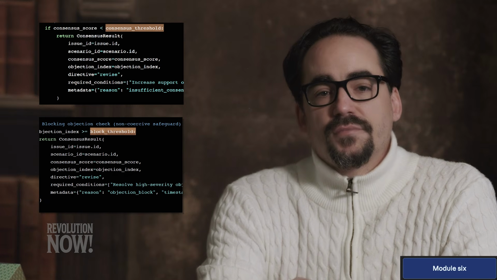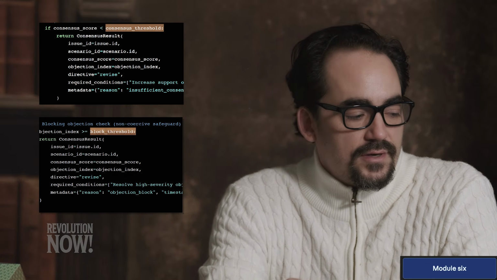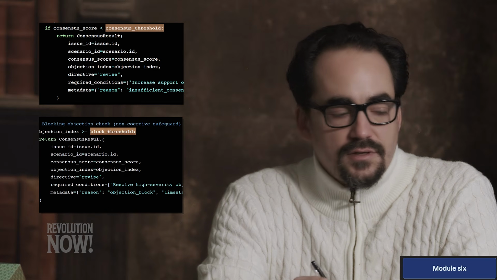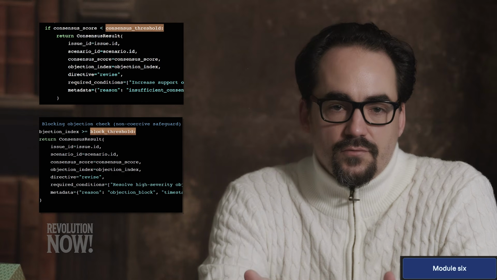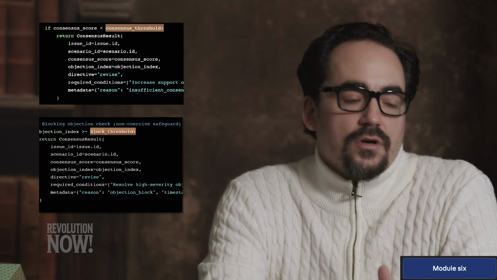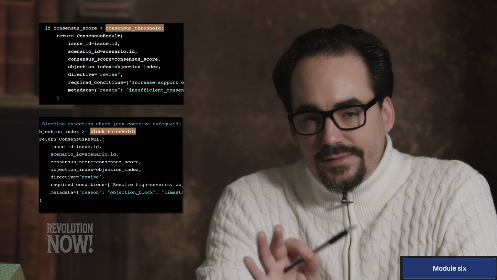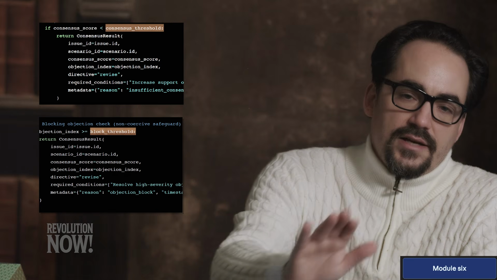On to input 4, threshold parameters. The fourth input is a pair of thresholds that help determine the final directive. Consensus threshold, which is the minimum consensus score required for approval. This spec generalizes this at 0.72. You could crudely interpret that as 72%, but again, it's not a percentage, even though it's pointing in the same direction. It's a point on the weighted gradient scale. Then there's the block threshold, the maximum objection index permitted before a blocking condition is triggered. The spec generalizes this at 0.30.